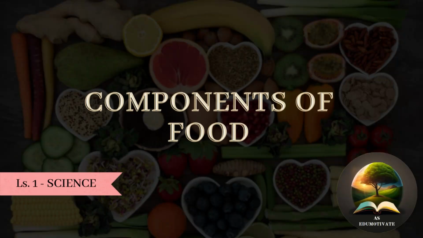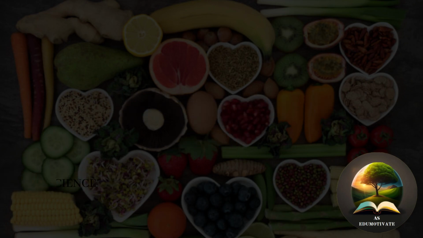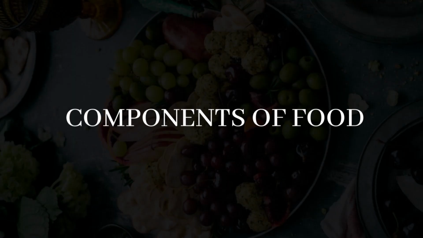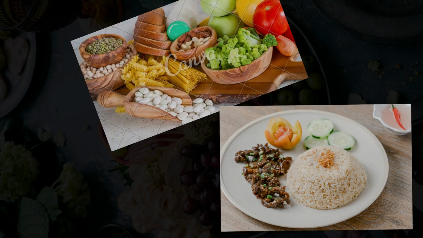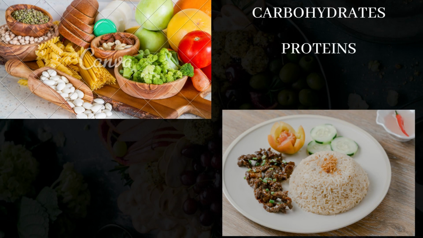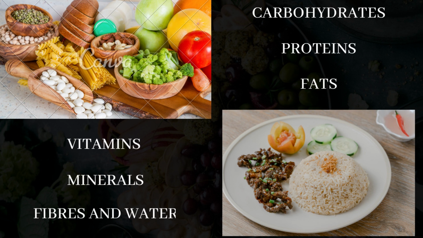Today we will learn about components of food. Before starting the subtopics, let us know what the title of the lesson means. The title, Components of Food, refers to the different types of nutrients present in the food we eat, such as carbohydrates, proteins, fats, vitamins, minerals, fibers, and water. These components are essential for the proper growth and functioning of our body.